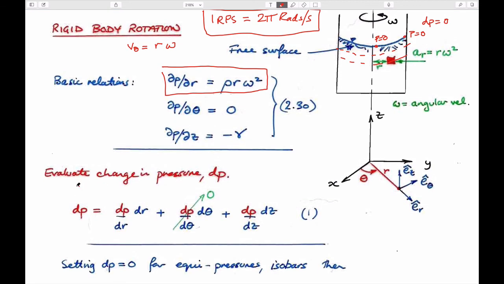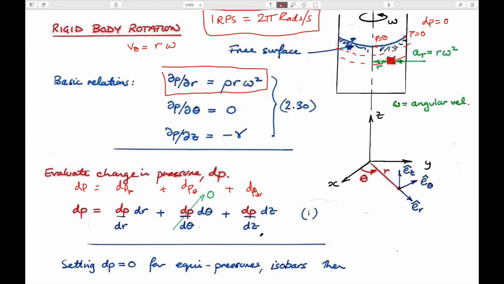We can write how pressure changes due to the pressure change in the r direction, the pressure change in the theta direction, and the pressure change in the z direction. We can multiply all of these by 1: radius, the direction of travel, theta if you like, and vertically downwards.